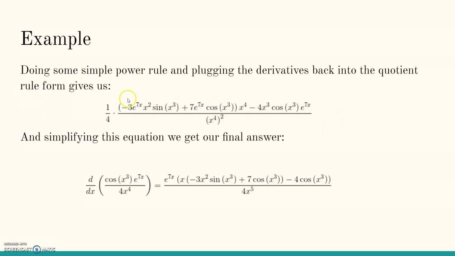This is a completely valid answer, but on the bottom we're just doing some simple algebra and getting it into the simplest form we can, which would be e to the 7x times x times negative 3x squared sine x cubed plus 7 cosine x to the third minus 4 cosine x to the third, all over 4x to the fifth. And that's your derivative.